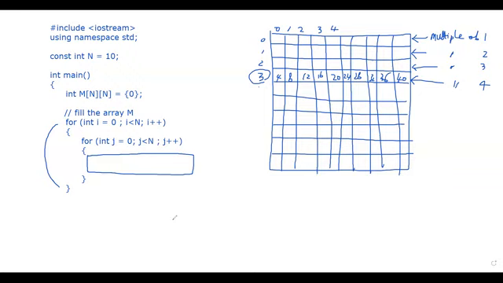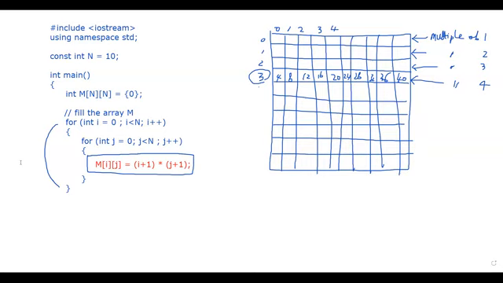Oh, Joshua, thank you. Yes, you are correct. Luis, it is okay too, but let me talk about Joshua first. Joshua said we should have here M[i][j] = (i + 1) times (j + 1). Very nice. This is the answer.